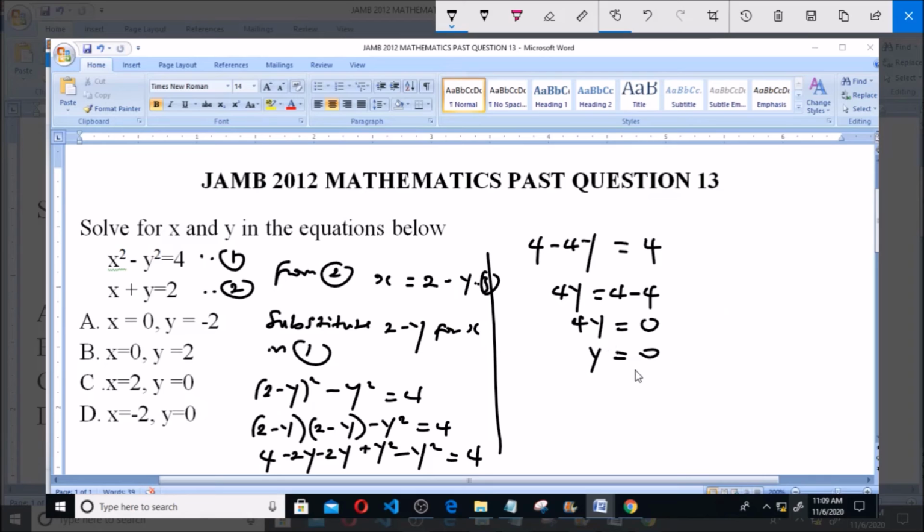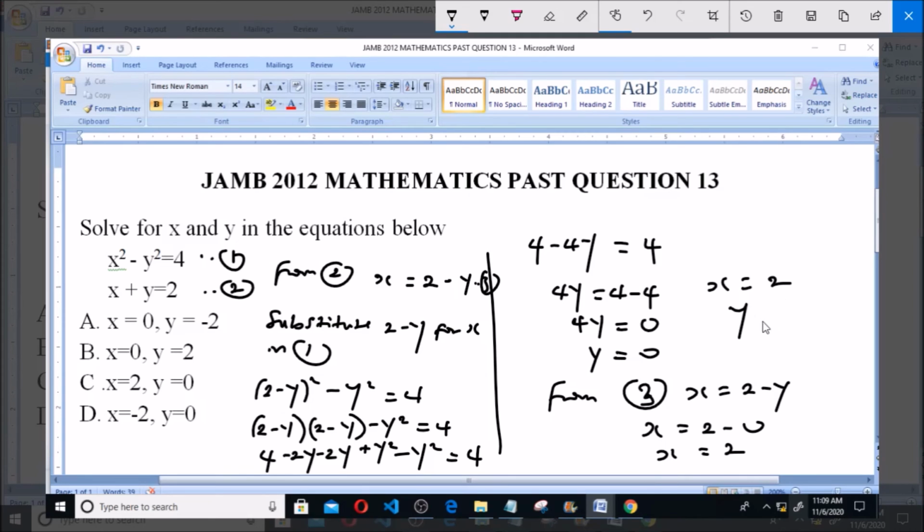So y equals 0. Now from equation 3, you can see here, x is equal to 2 minus y. That means x is equal to 2 minus 0, and x is equal to 2. So that means x is equal to 2 and y is equal to 0. And that is option C. Option C is the correct answer to this question. x equals 2, y equals 0.